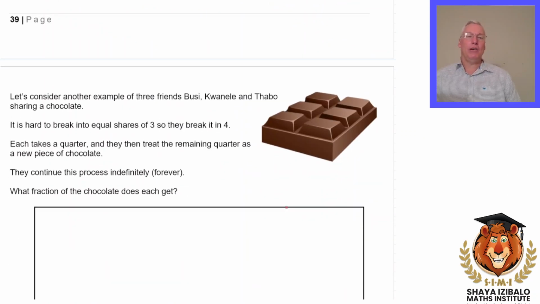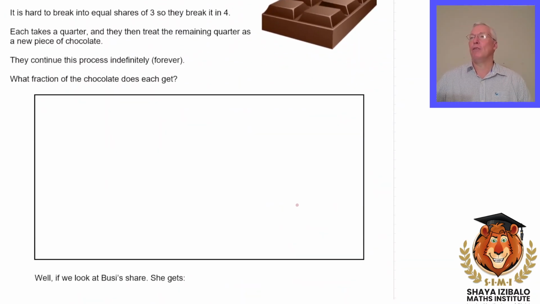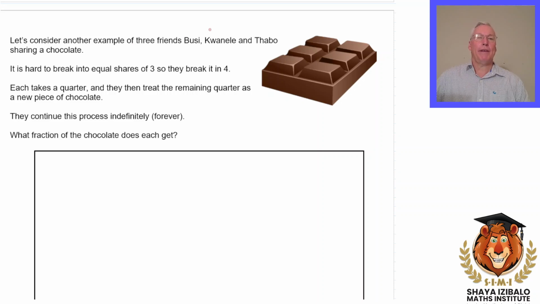Okay, now we're going to do another example, an example we think you'll find interesting. And we're talking about 3 friends, Busi, Kwanele, and Tabo. And they want to share a chocolate. Okay, now let's just start off right at the beginning. What fraction do you expect that each friend should get of the chocolate? If there's 3 of them, they should get 1/3 of the chocolate. That's the answer we're kind of expecting to get.